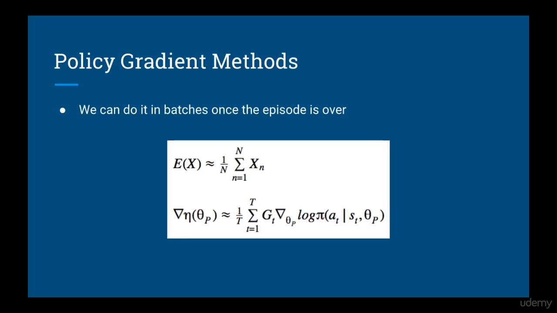In fact, you could do this as batch gradient ascent, because by the time the episode is over, you have all the returns. In fact, this is suggested by the expected value symbol as well. We know from before that an expected value can be approximated by a sample mean.